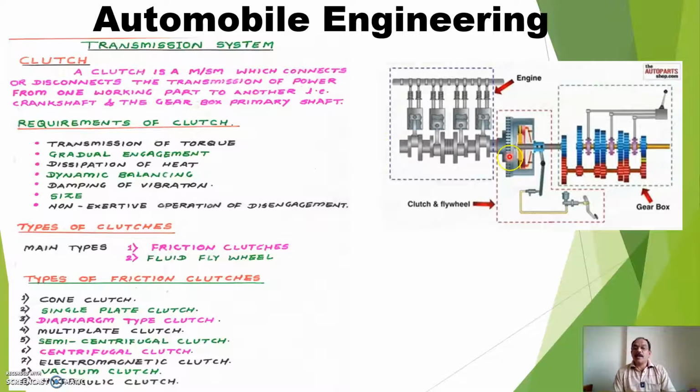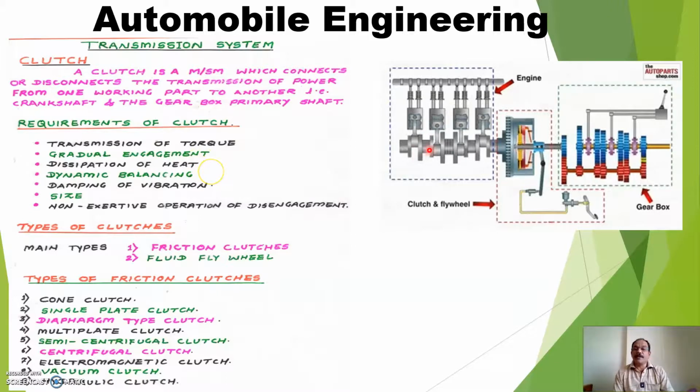Now, what are the requirements of this clutch? How should this clutch be developed? So the requirements of this clutch are: it must transmit the torque. Whatever torque is available here must be transmitted to the system. It must engage gradually, otherwise it may create jerks. So there should not be jerks. It must engage and disengage gradually.